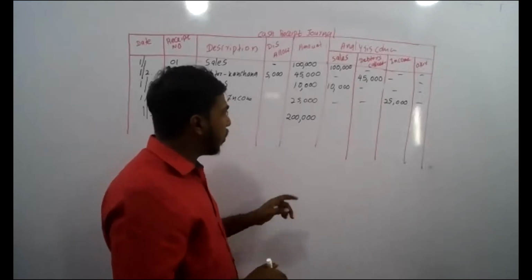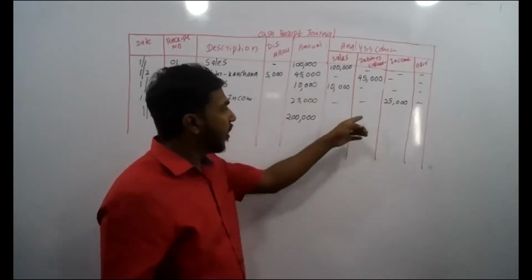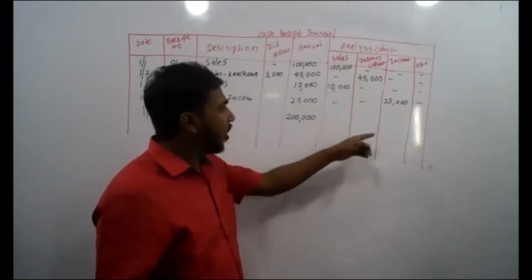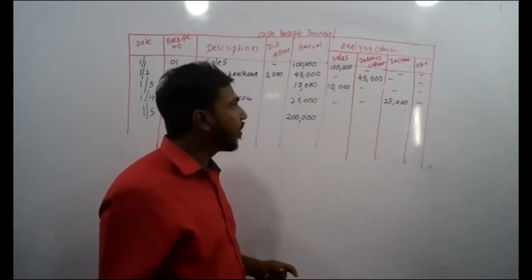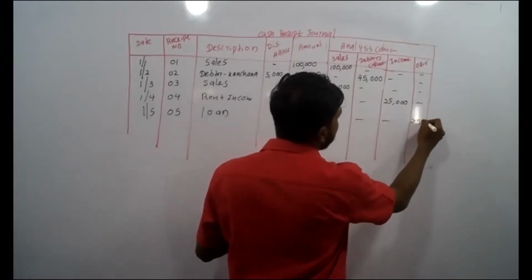So if the loan is 200,000, can you put it under sales? No. Can you put it under debtor's collection? No. Can you put it under the income column? No. Instead, you are supposed to select what? Other. It's how much? 200,000.